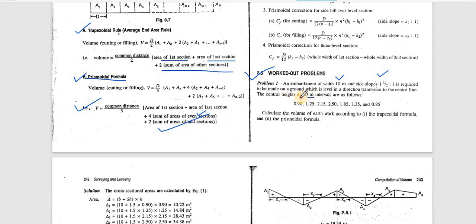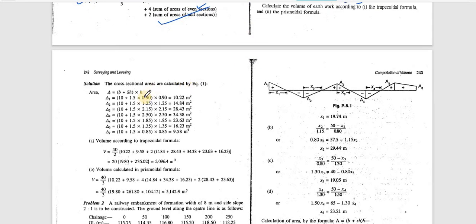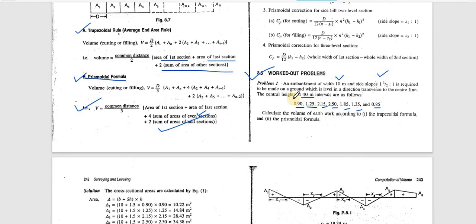The common distance is 10 meter, and we have got the following heights: 0.9, 1.25, 2.15, 2.5, 1.85, 1.35 and 0.85. Now we need to calculate the volume of earthwork according to your trapezoidal rule and prismoidal formula. Okay, so this is the heights of the ordinates. So in this formula we require areas. So first we will have to calculate the areas of the embankment.